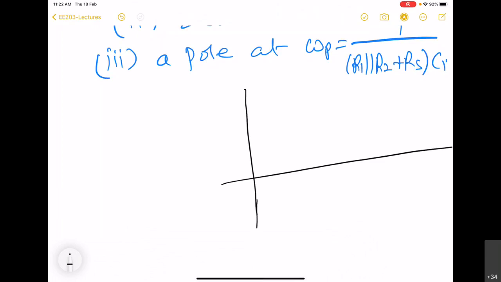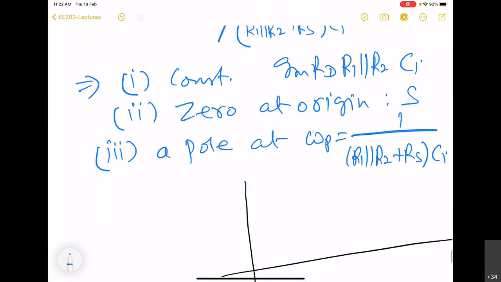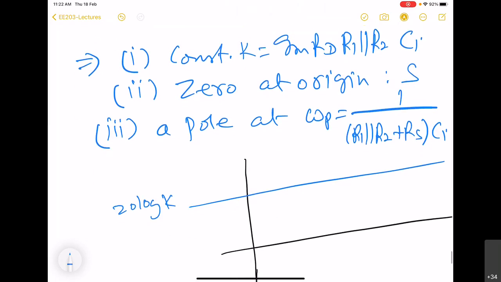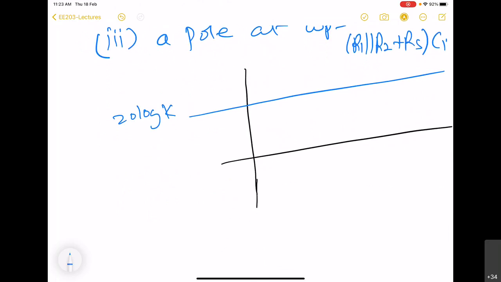So first we have this constant term. Constant K is equal to GMRD R1 parallel R2 into Ci. So there will be a horizontal line which will be 20 log K, right? And then we have 0 at origin, so there will be a straight line passing from origin. That means omega is equal to 1, and it will of course have slope of plus 20 dB per decade.